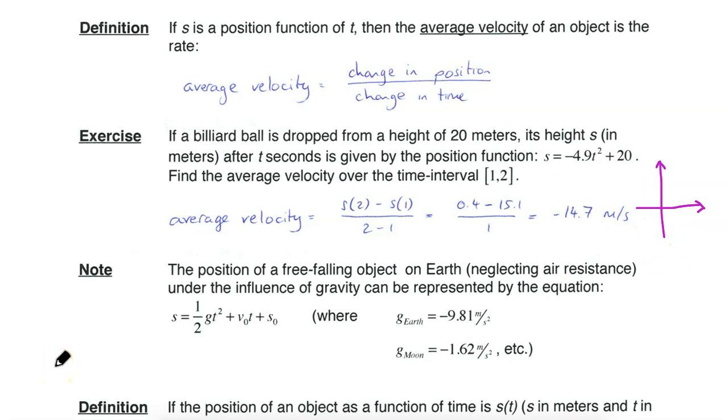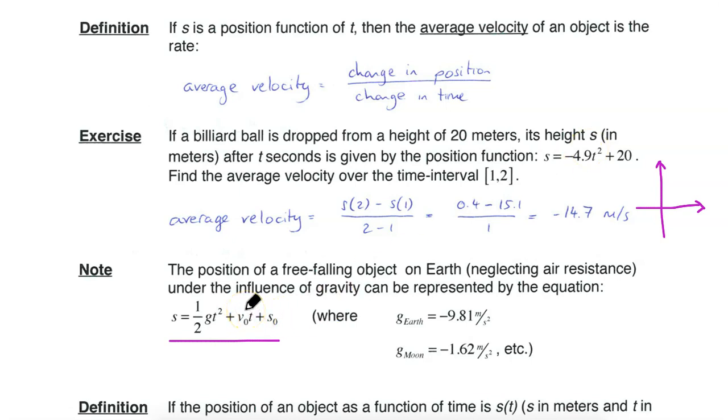The general formula for free-falling objects on Earth is given here, and g is negative 9.81 approximately. So when you do 1/2 of g, you get negative 4.9. If you are studying physics, you may have seen this negative 4.9 in different places. And actually, it was right here, because the billiard ball was a falling object.